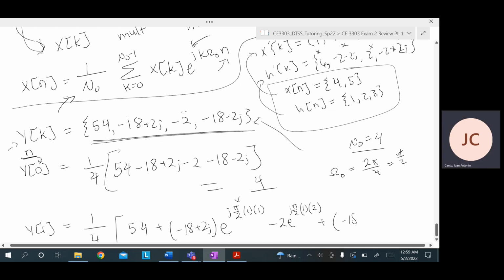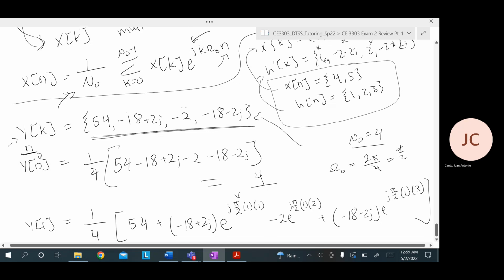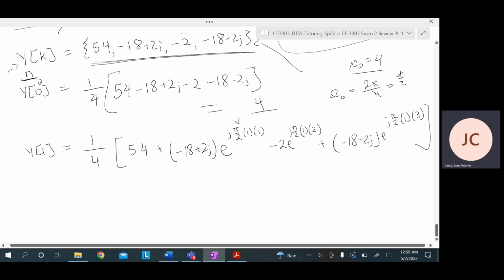Plus minus 2j, e to the j pi halves, n is 1, k is 3. Okay. Do all the algebra, and what you should get is 13.